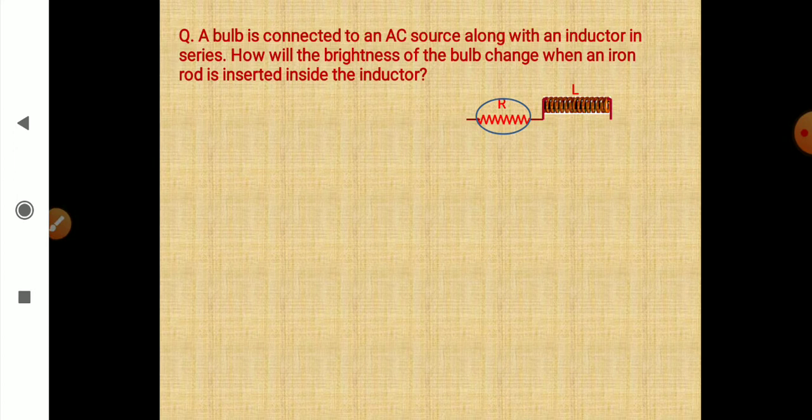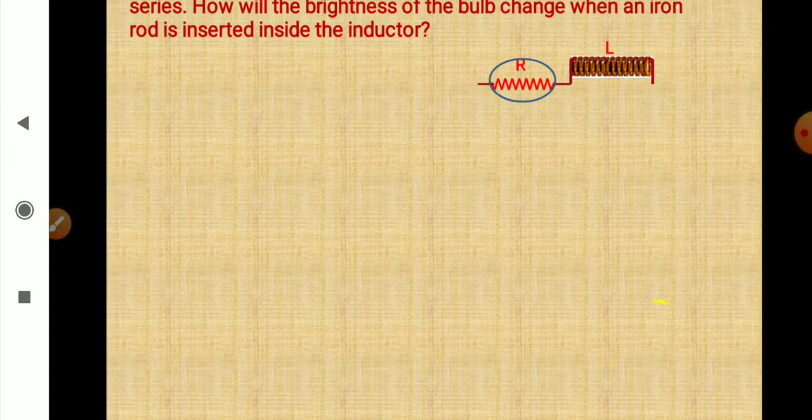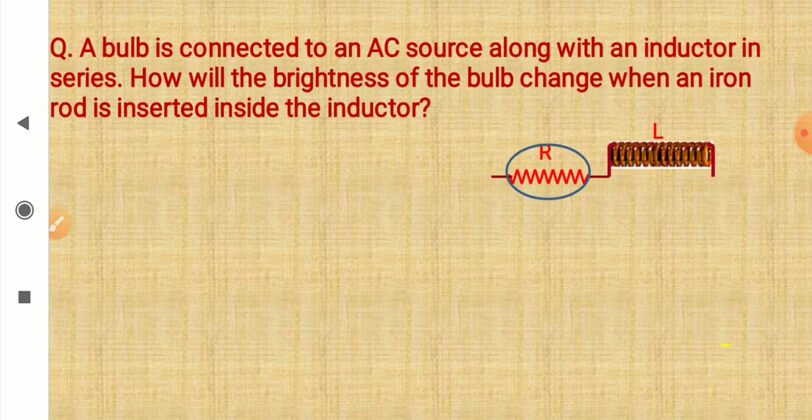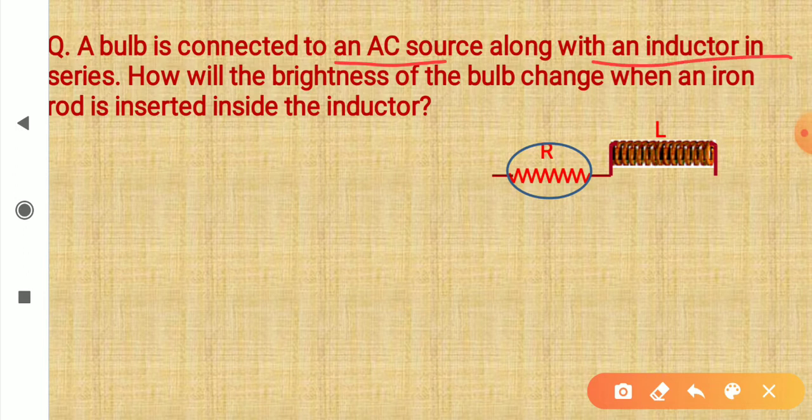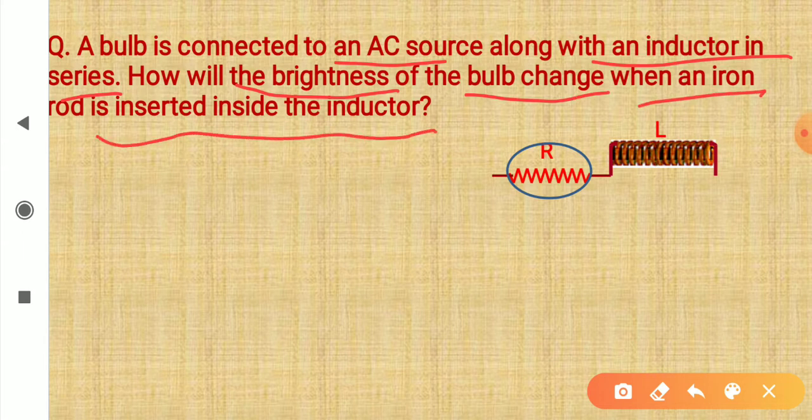Now let us look at some problems. So the first problem, it's a conceptual problem, very important, often asked in board. A bulb is connected to an AC source along with an inductor in series. How will the brightness of bulb change when an iron rod is inserted in the inductor? So here I have a bulb of resistance R and inductor L.